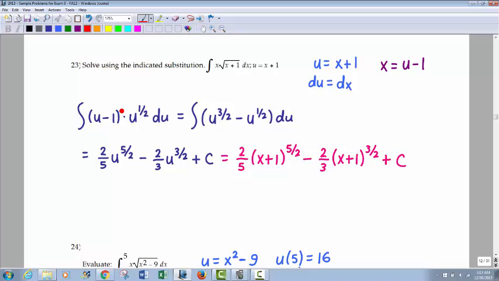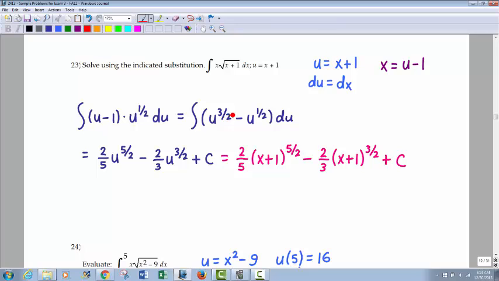Now, because that u minus 1 is to the first power, we can distribute. Remember, you can't ever algebraically distribute through something that's not to the first power. So we can distribute before we integrate. U to the 1/2 times u is u to the 3/2. U to the 1/2 times 1, of course, is u to the 1/2. Put a minus in there. And so two separate u terms, and we just apply the power rule to both of them.